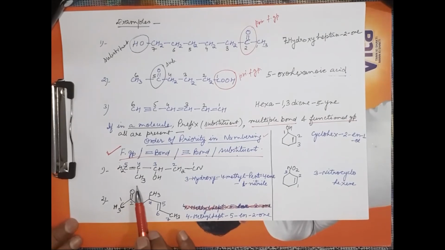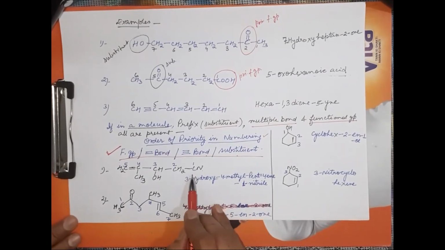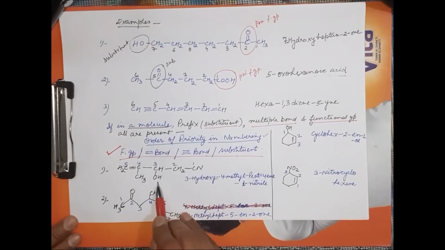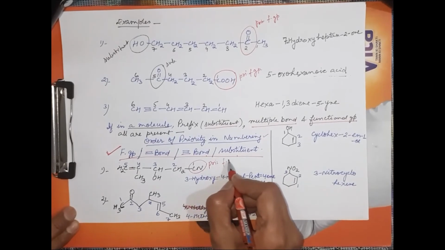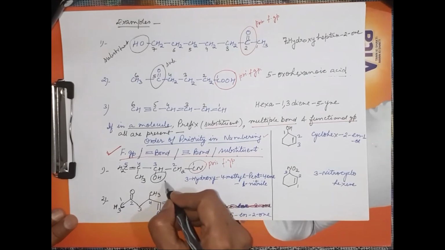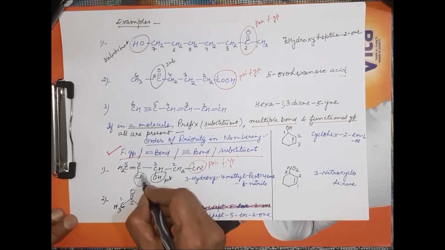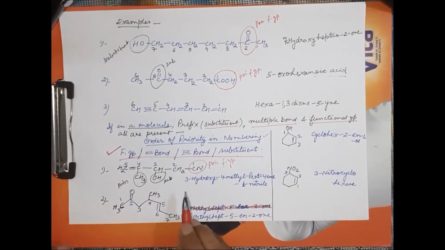So let us see with some examples. Suppose this compound is there. How should we write the name? First, let us decide which will be the principal functional group. Two functional groups are there, cyanide group and OH group. CN group will be the principal functional group, and this OH will be a substituent, and this methyl group will also be a substituent.